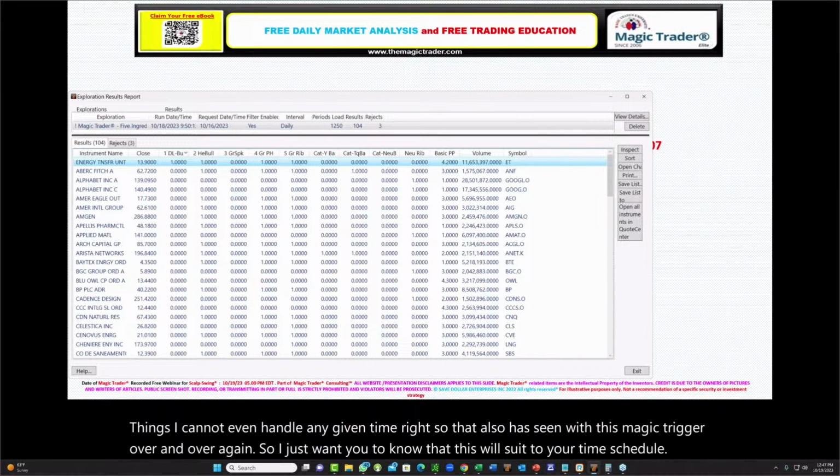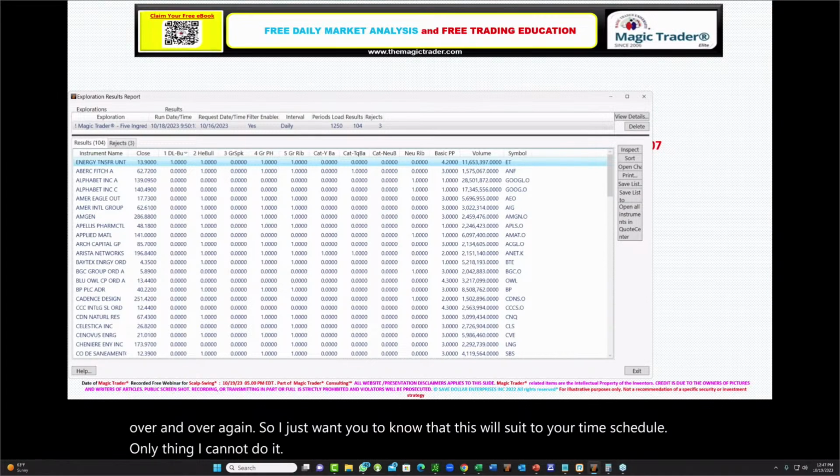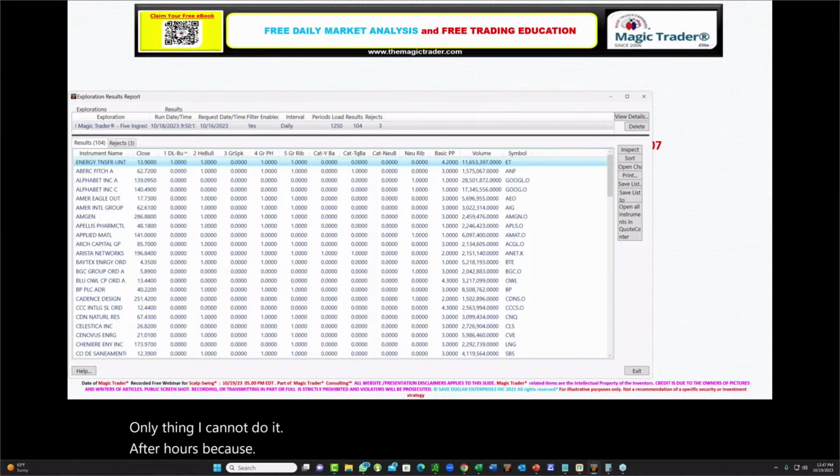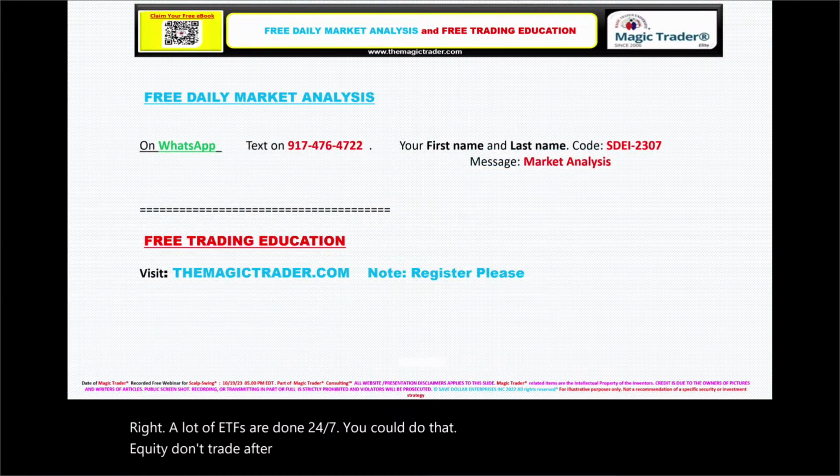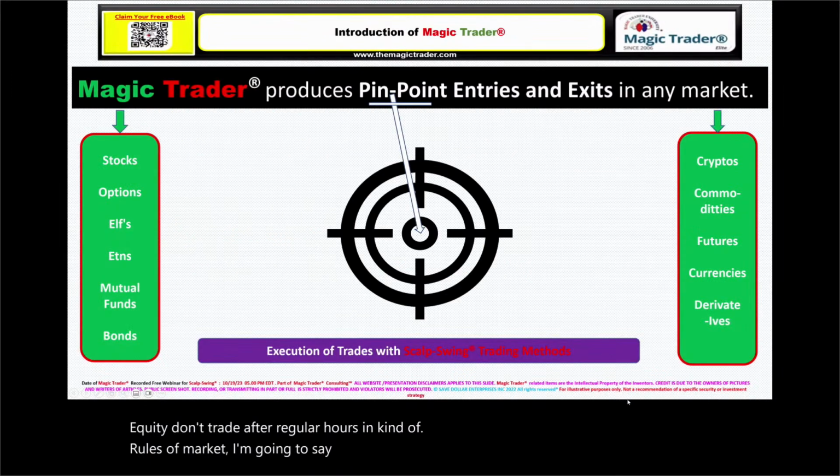The only thing I cannot do is scan after hours, because I can only scan whatever Metastock allows. However, a lot of ETFs trade 24/7, so you could do that. Equities don't trade after regular hours, under the rules of the market.